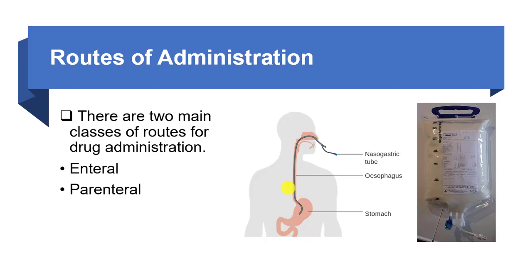Essentially, what are the main routes of administration of a drug? There are mainly two routes. First, we have the enteral route and then we have the parenteral route. And these are essentially the two main routes.